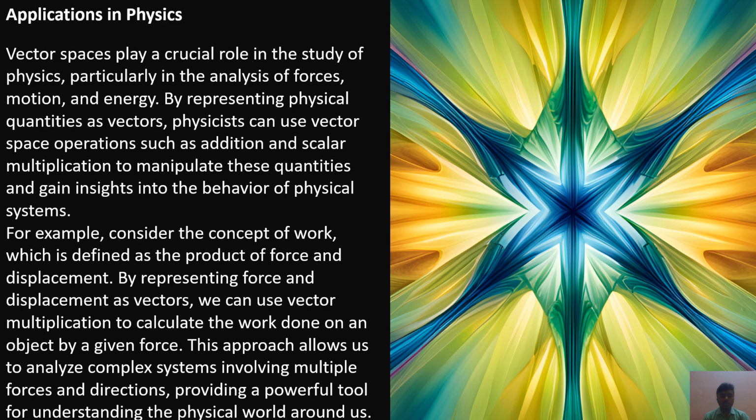Consider the concept of work, which is defined as the product of force and displacement. By representing force and displacement as vectors, we can use vector multiplication to calculate the work done on an object by a given force. This approach allows us to analyze complex systems involving multiple forces and directions, providing a powerful tool for understanding the physical world around us.